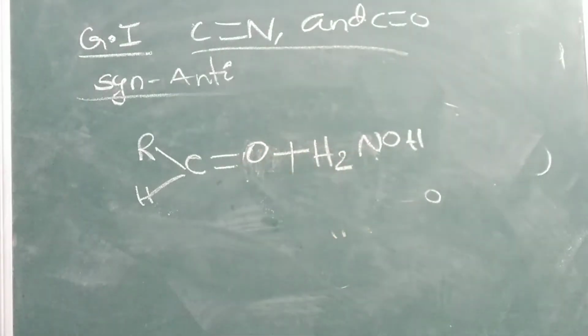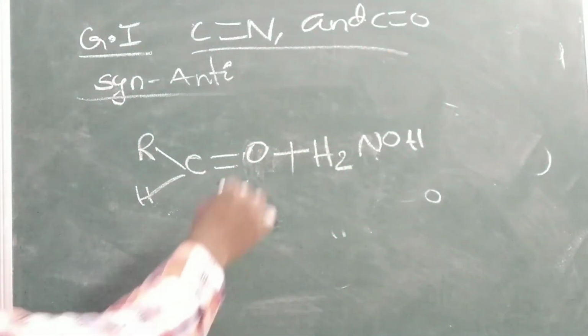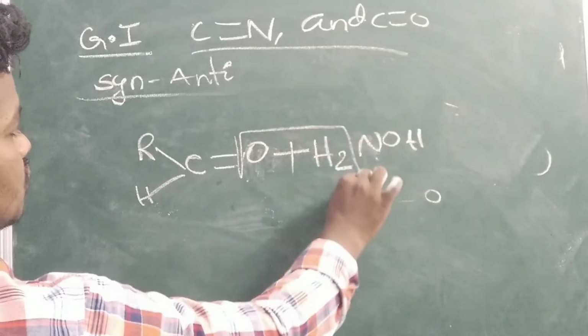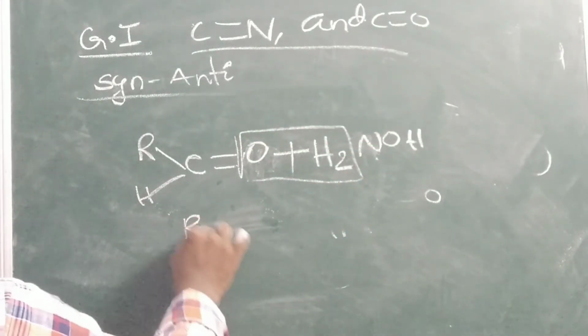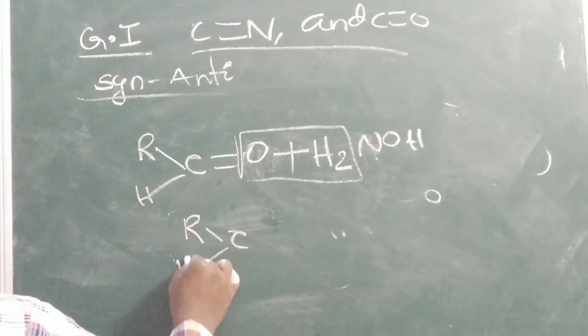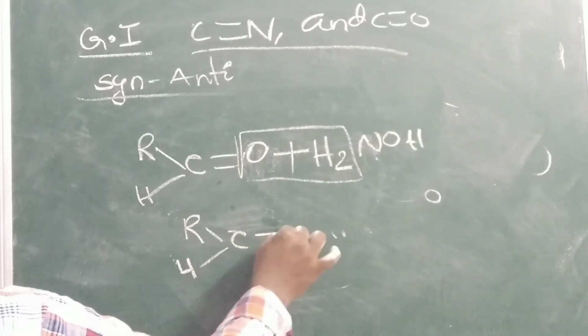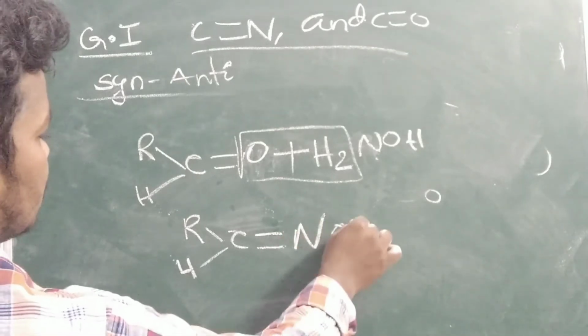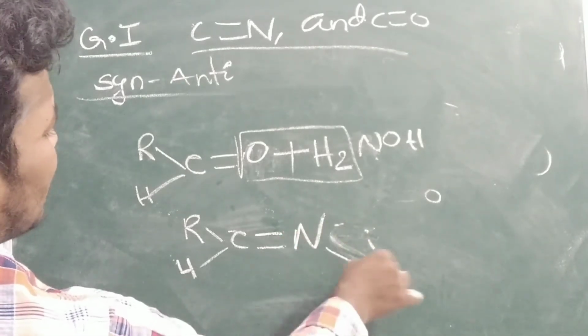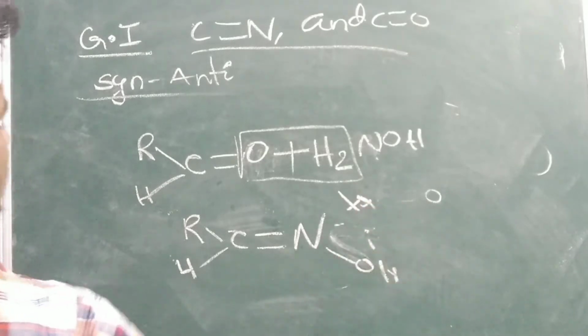It is reacting with the aldehyde. So just remove the H2O. This is aldehyde now, so it will form RCH double bond NOH. Otherwise, you can write OH here. Lone pairs are presented.